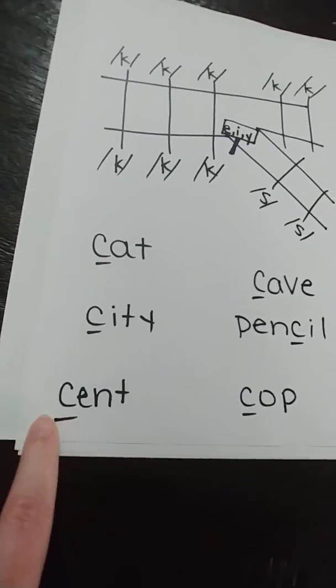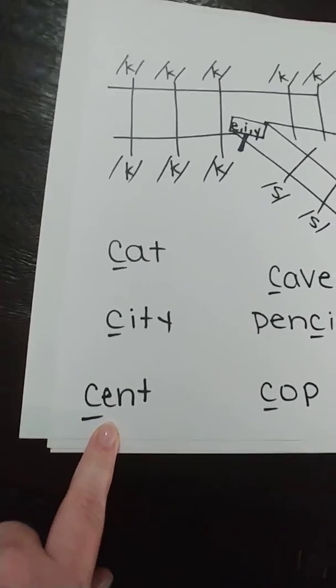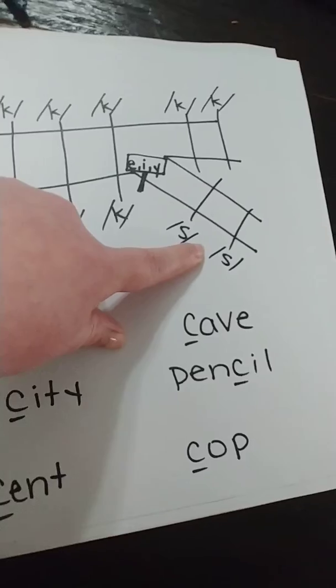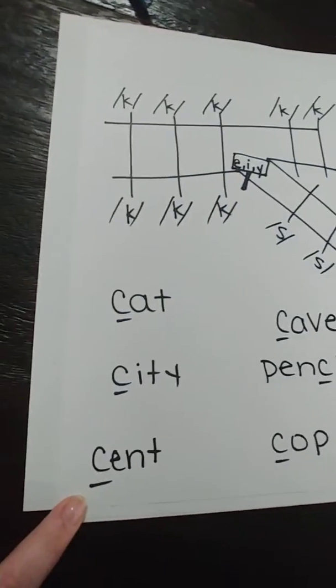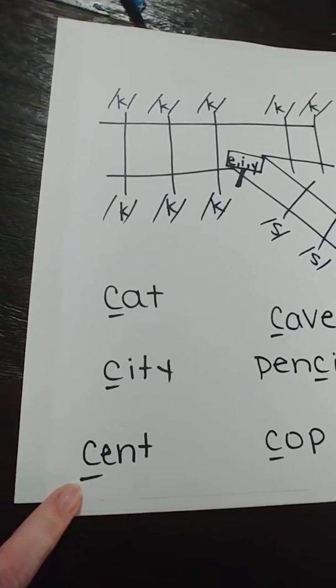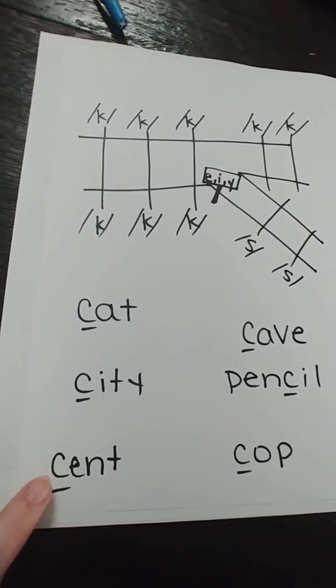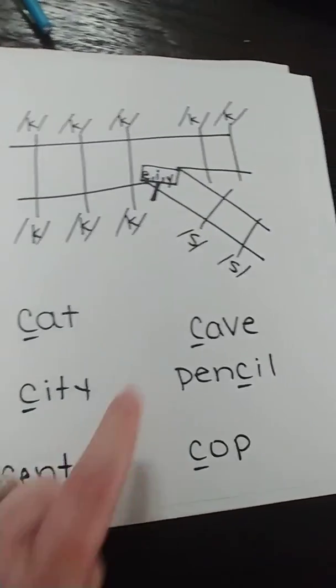Let's look at this one. C runs into what letter? Runs into E. Oh, E makes us change tracks. So instead of k, our C here is going to say s, ent, scent.